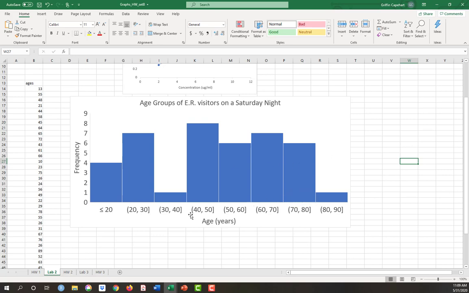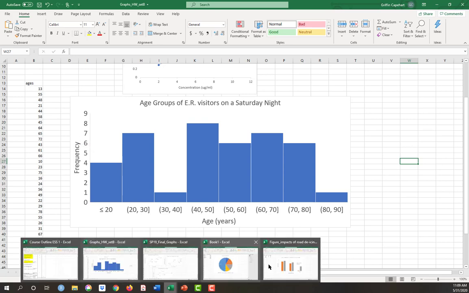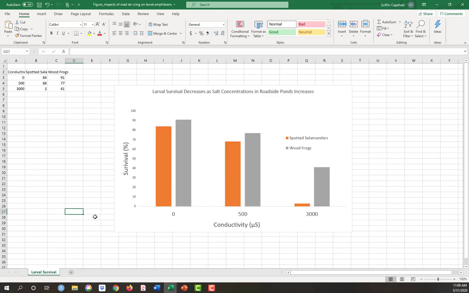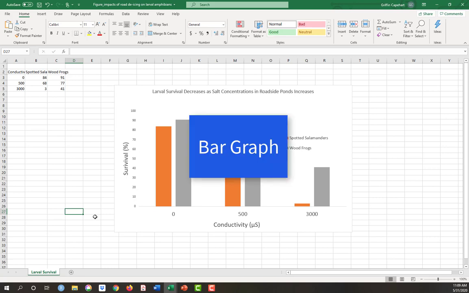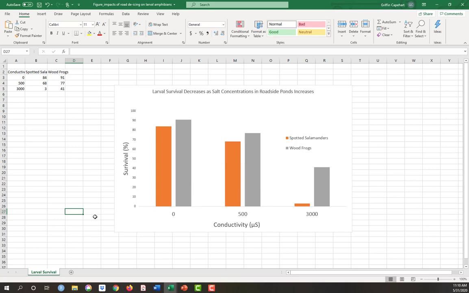Yeah, interesting. In any case, a histogram is a special type of bar graph where we plot data according to the number of times that it occurs. So our independent variable is the age, whereas the dependent is the frequency, the number of times that that data point occurs. Let's now look at a different type of bar graph. This is a more stereotypical bar graph. This is not a histogram.